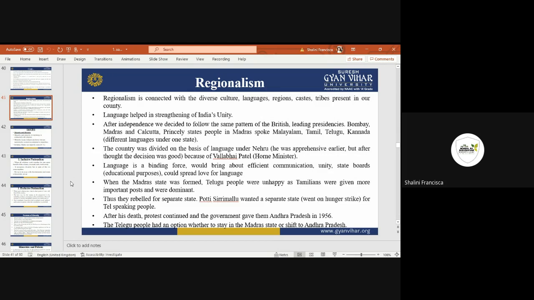Language is a binding force; it would bring about efficient communication and unity, and state borders could spread love for language. When the Madras state was formed, Telugu people were unhappy as the Malayalis were given more important posts and were dominant. Thus, they rebelled for a separate state.